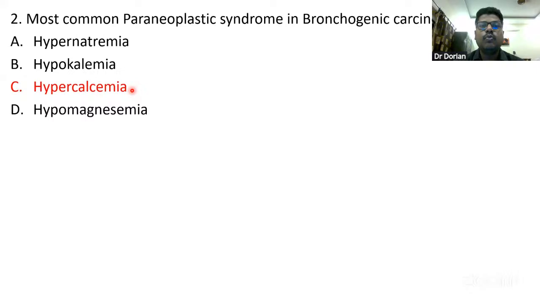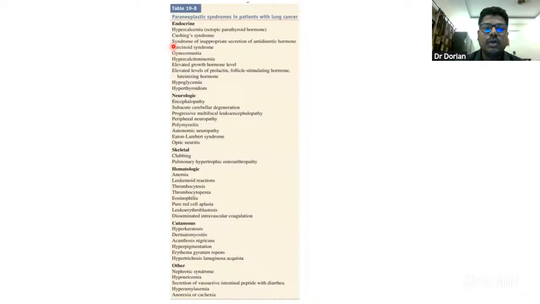They can ask, what is the most common paraneoplastic syndrome associated with small cell lung cancer? The answer will be option number 3, syndrome of inappropriate secretion of antidiuretic hormone, SIADH. The characteristic biochemical feature will be hyponatremia, euvolemia, and normal osmolarity. Euvolemic normal osmolarity with hyponatremia will be the characteristic feature of SIADH, which is the most common paraneoplastic syndrome caused by small cell lung cancer.